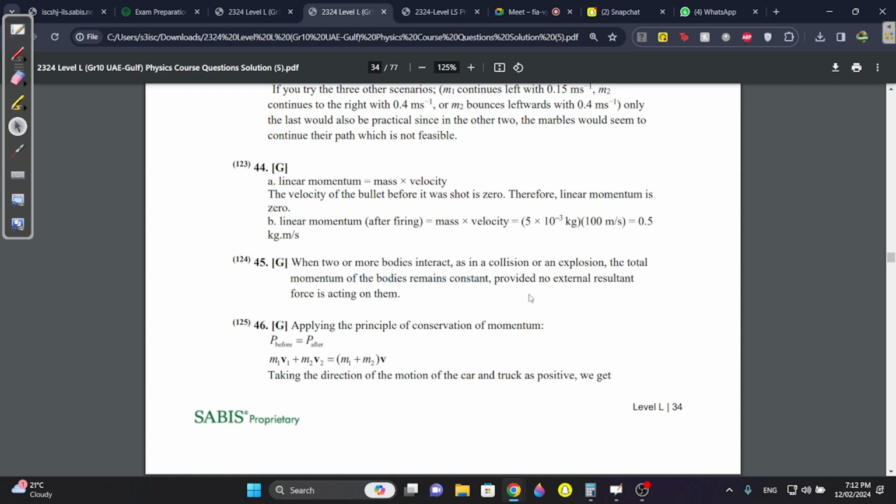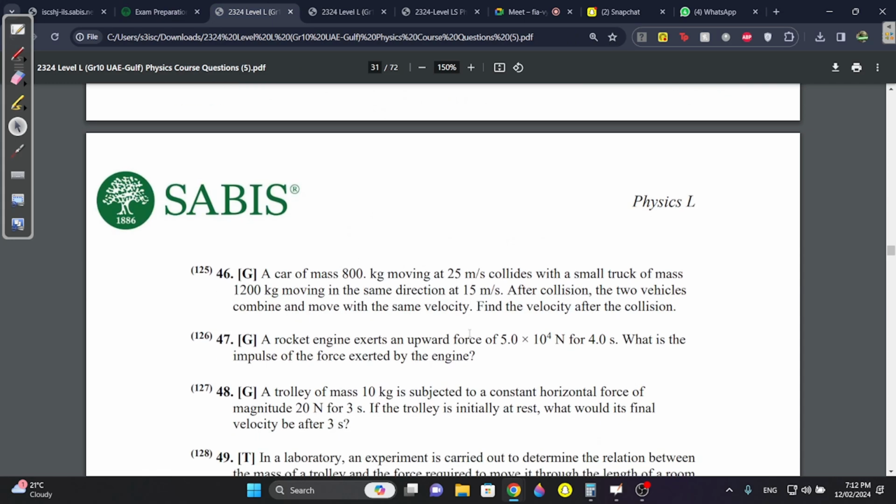That was a blank. Okay, provided, and then blank: no external force is acting on them. Okay, those are the blanks. The law of momentum states that the total momentum remains constant, provided no external force is acting on them. Those were the blanks, I think. But please remember this law.